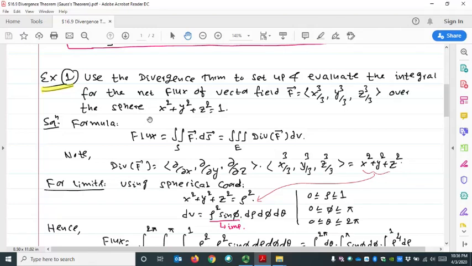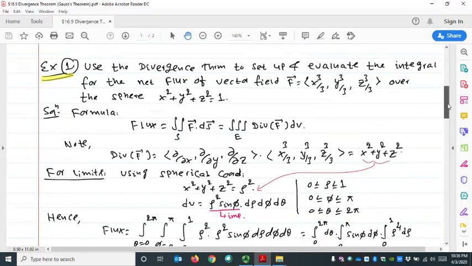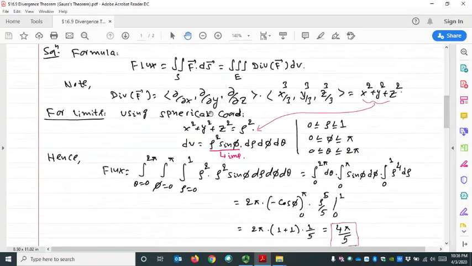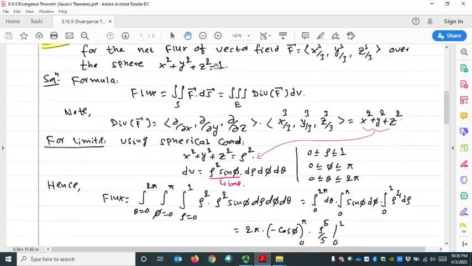And now our surface is a sphere, so let's use spherical coordinates to find the limits for our triple integral. Let me scroll down. So using spherical coordinates, x squared plus y squared plus z squared becomes rho squared, and the volume element dV becomes rho squared sine phi d rho d phi d theta. And our sphere is a unit sphere, so rho lies between 0 and 1, phi lies between 0 and pi, so 0 is the north pole, pi is the south pole, and theta is just 0 to 2 pi.